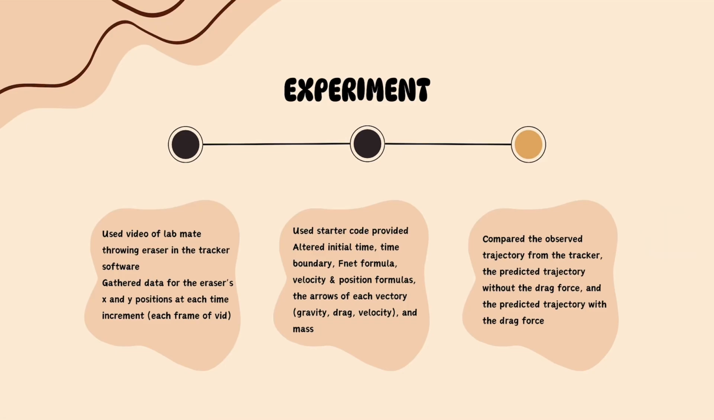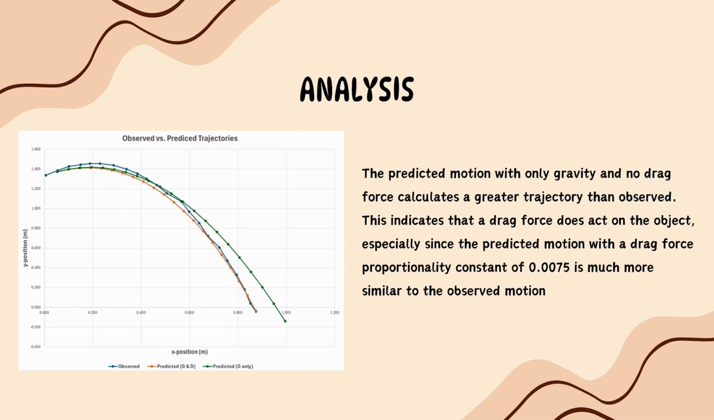Okay, so we compare the observed trajectory and the predicted without drag force and then with drag force. So these were our results. You can see all of the different lines. And the predicted motion with only gravity and no drag force does end up being a lot further than in actuality for our observed motion. And the closest we could get the predicted with gravity and drag force to the observed was with a b of 0.0075.